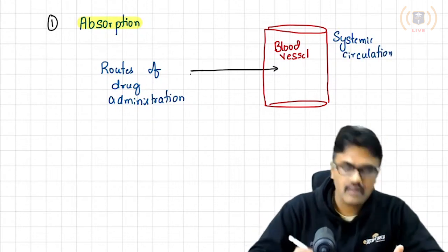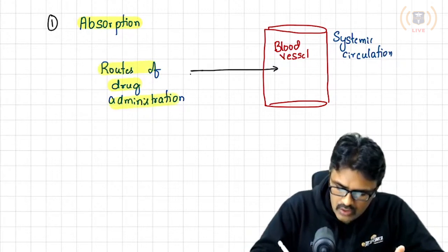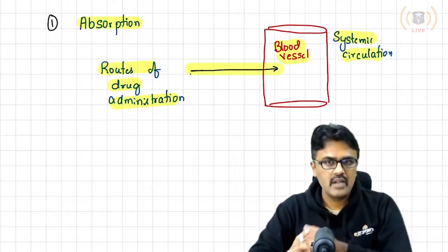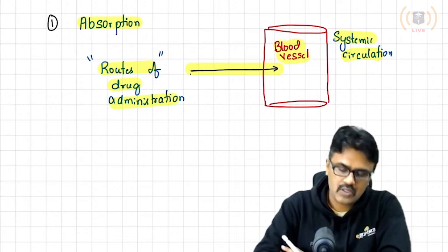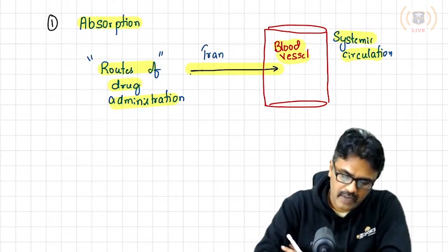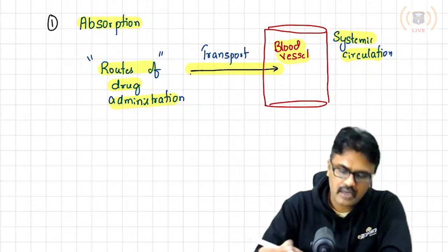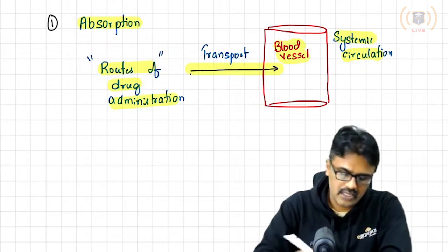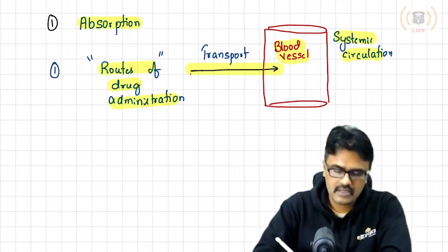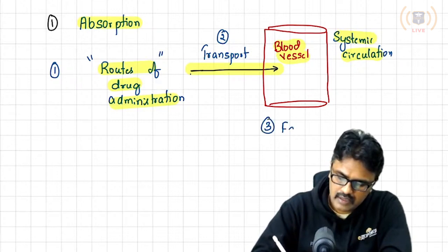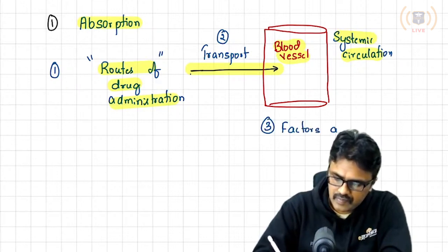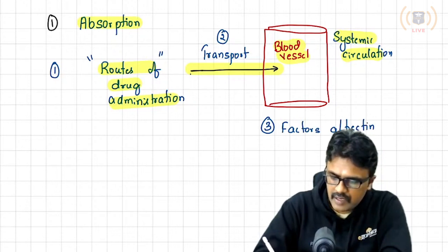Let me repeat again for you all. From the route of administration to the blood vessel, that is to the systemic circulation, we call this process absorption. Now in absorption, there are the routes, and absorption depends on some transport mechanism. Through this transport mechanism, the drug gets absorbed. First I will be discussing the routes of drug administration. Second, what are the transport mechanisms? And third, the factors affecting absorption. On what factors does drug absorption depend? We'll discuss these separately.